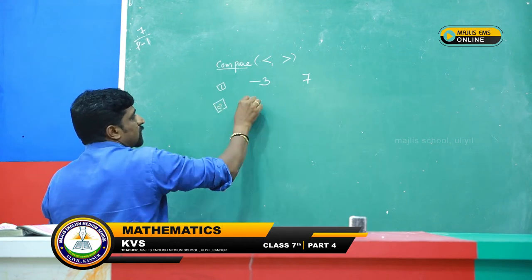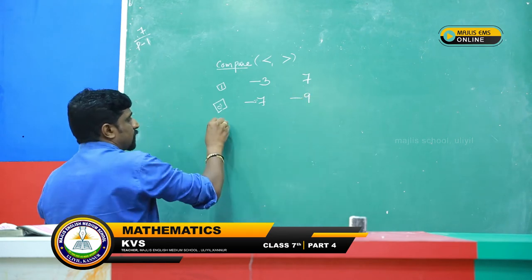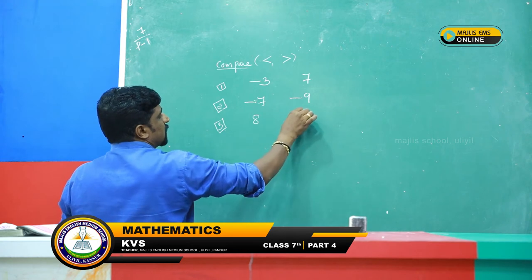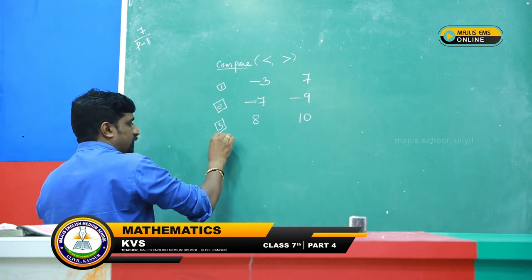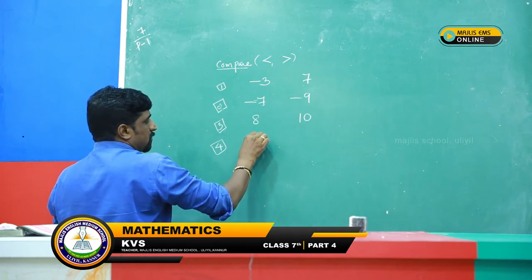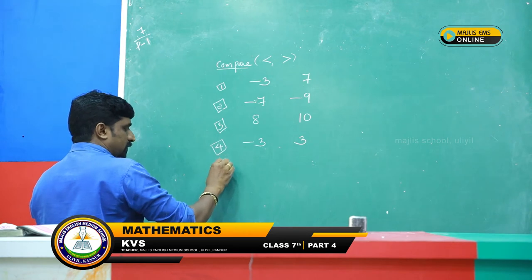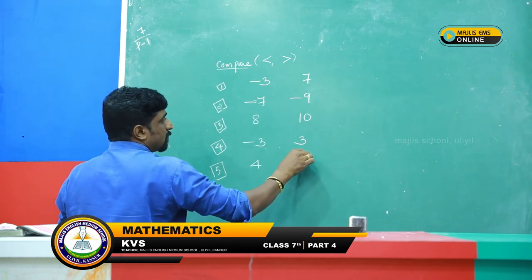Second question: minus 7 and minus 9. Third question: 8 and 10. Fourth question: minus 3 and 3. Fifth question: 4 and minus 4.